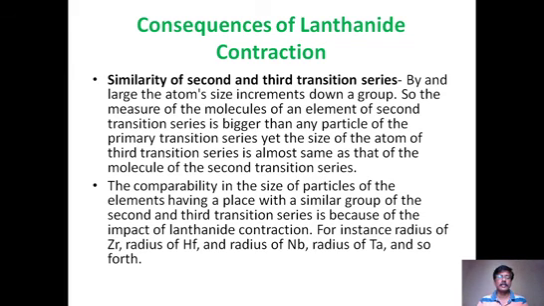So we can just read this out. By and large, the atom size increases down a group. That is, we know that when you go down a group, atom size increases. So the size of an atom of the second transition series is bigger than that of the first transition series. But the size of an atom of the third transition series is almost the same as that of the second transition series. That is, the 4d and 5d atomic sizes are almost the same. Therefore, properties are also the same. So there is a similarity in the size of atoms or ions in 4d and 5d.